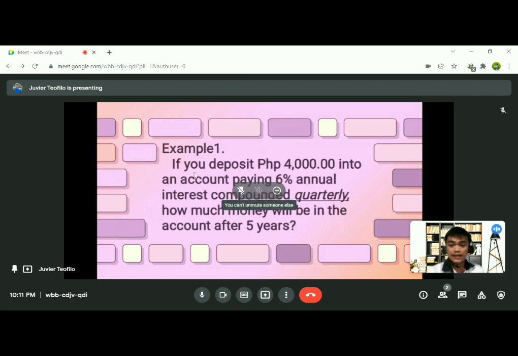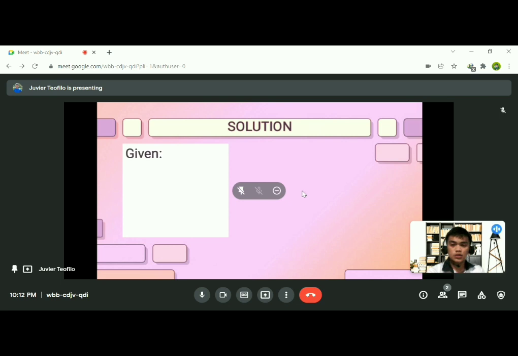So let's have example number 1. Let me read it. If you deposit 4,000 pesos into an account paying 6% annual interest compounded quarterly, how much money will be in the account after 5 years? Solution number 1. Here's the given: principal is equal to 4,000, and the interest rate is equal to 0.06 because it is 6%.